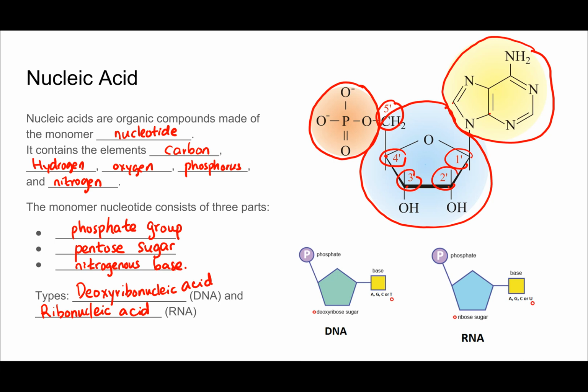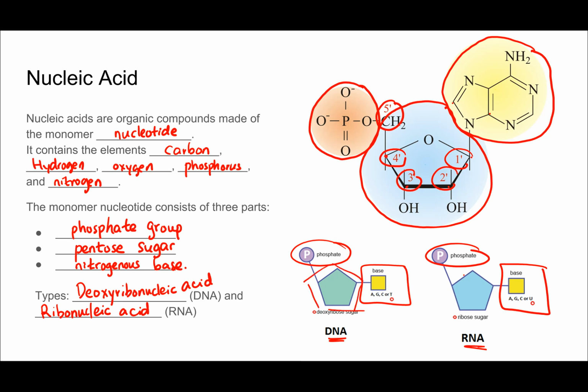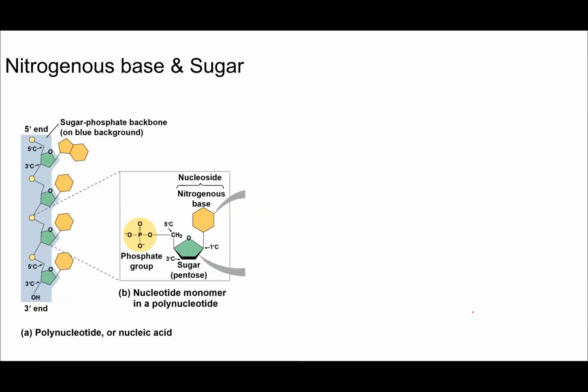You'll notice that they have very similar composition, right? They both have phosphate group, right? DNA and RNA both have phosphate group. They both have bases as well, but the composition of their base is slightly different. And they both have the sugar, but the name is slightly different. So let's look at their nitrogenous base first.